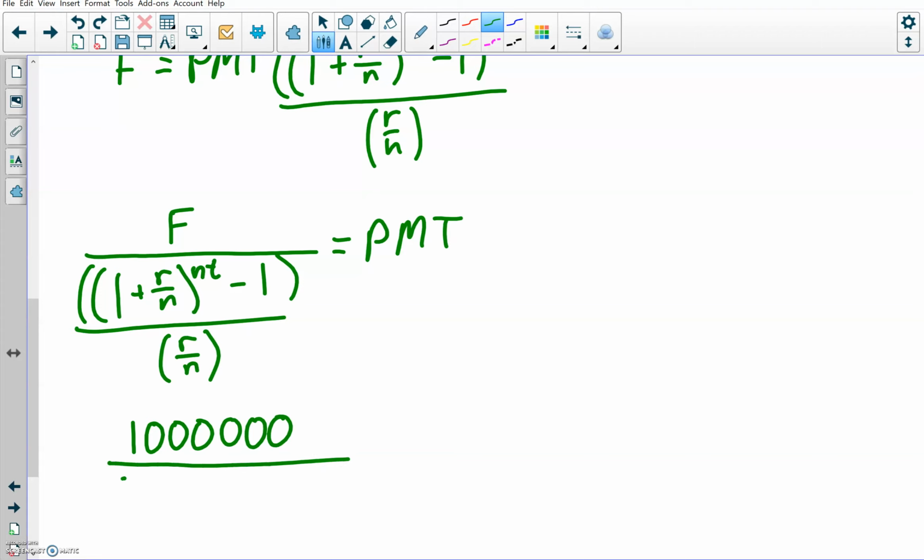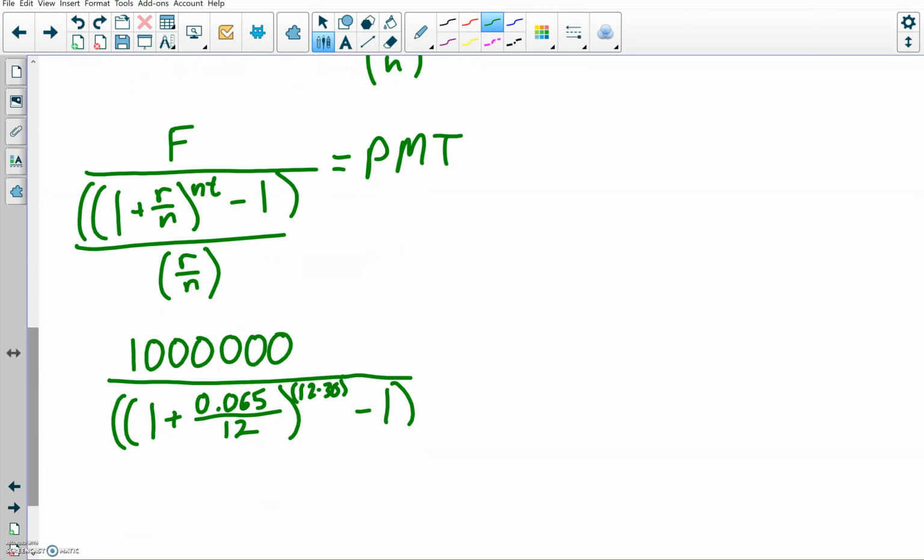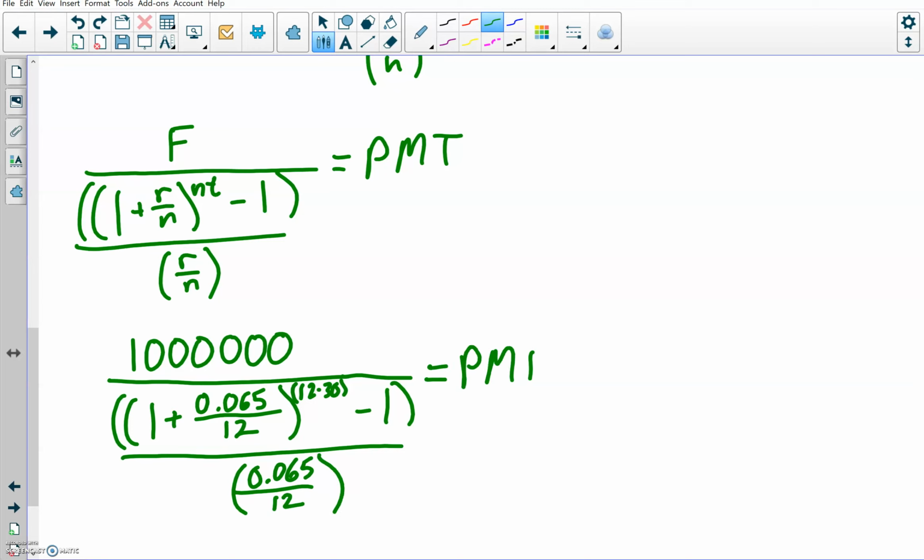Put this over 1 plus 0.065. She was getting that as the rate, all over 12 monthly. And then we'll have 12 times 30 for the power there. Then minus 1, and then all over this 0.065 over 12. Just plugging in those pieces that we're given to solve for the payment.